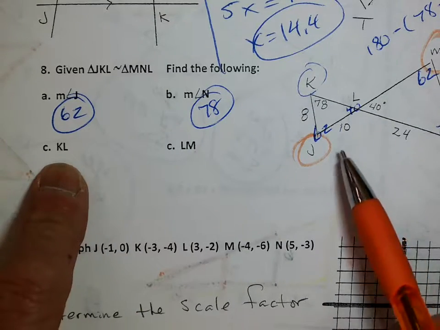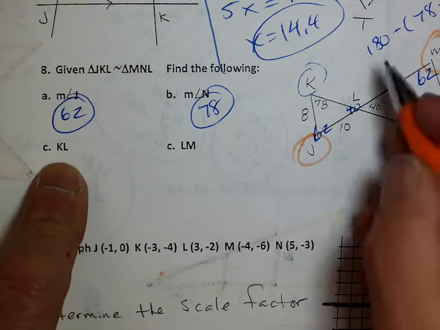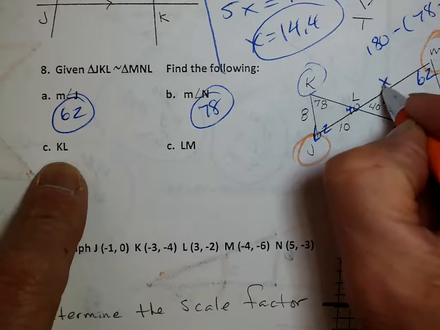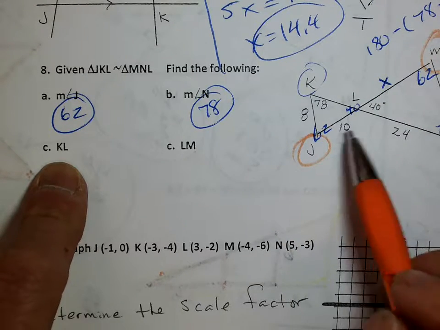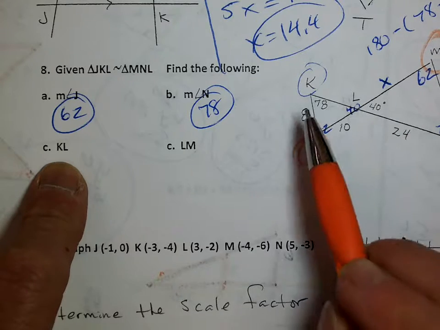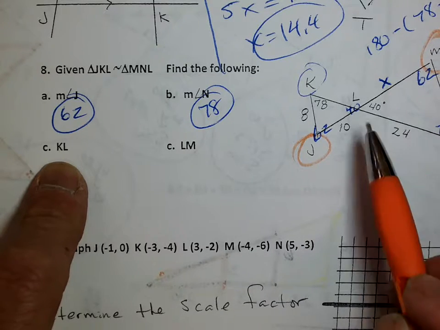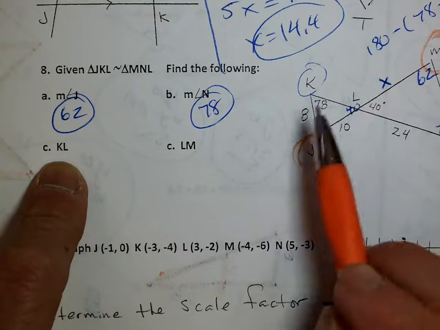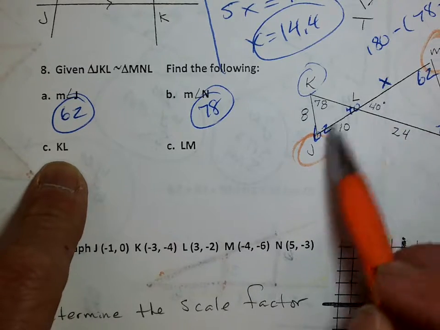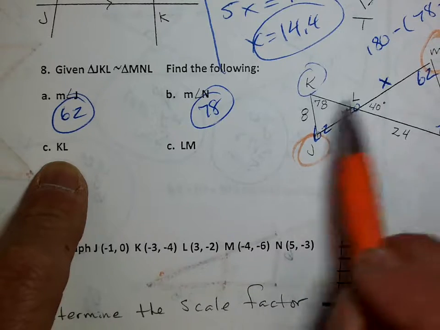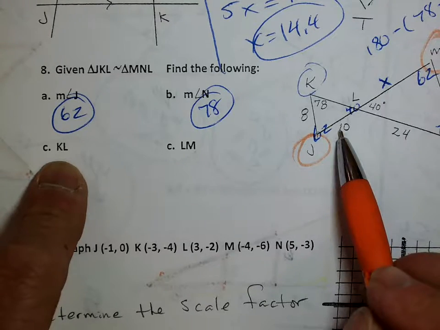KL, well, I don't know what KL is, but I know they're proportional, okay? So let me call KL X for right now. You all right with that? So X goes to 10 as 20 goes to 8. You guys see it? X goes to 10 as 20 goes to 8. You guys see that? No. So X, this side, these two go together, just like these two would go together. But we're doing big triangle, little triangle.